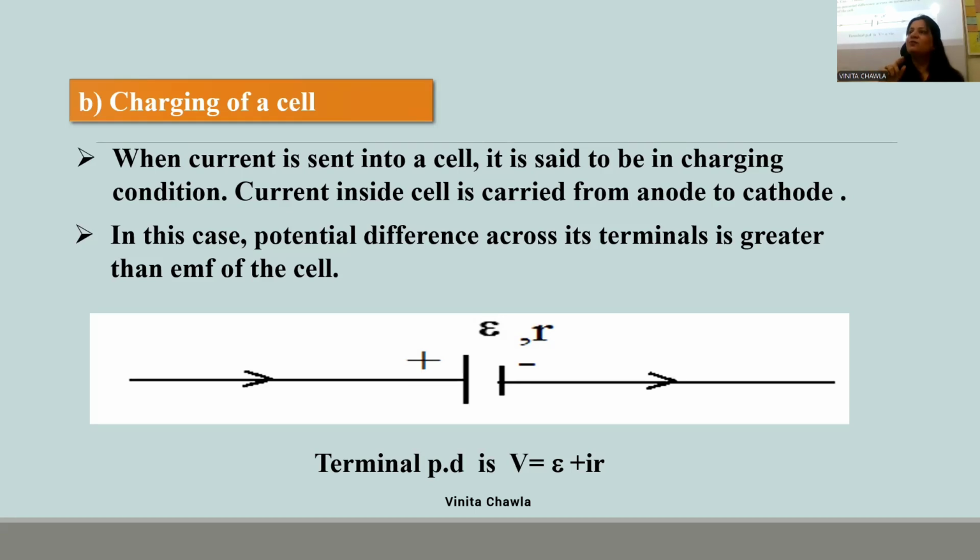So during charging V is greater than E. During discharging V is less than E. There we write V is equal to E minus IR, and here we are writing V is equal to E plus IR. Okay, please write this. कहाँ माइनस IR लगाना है, कहाँ प्लस IR लगाना है?